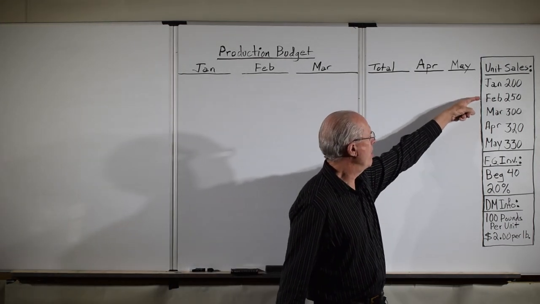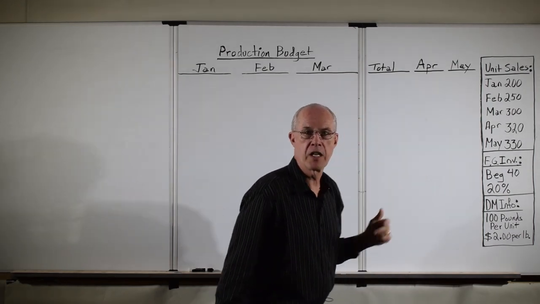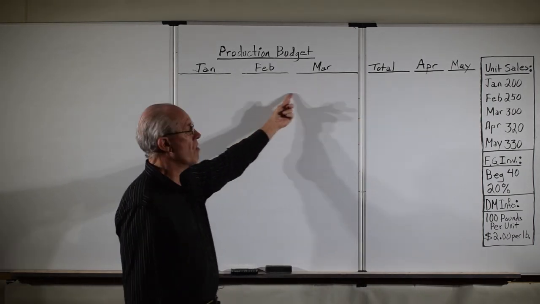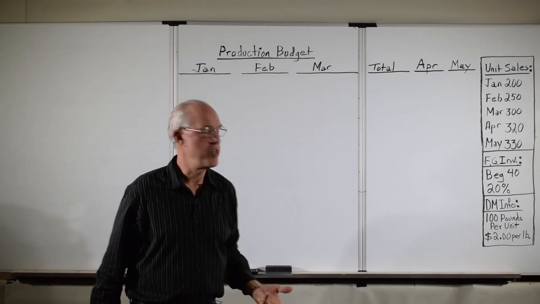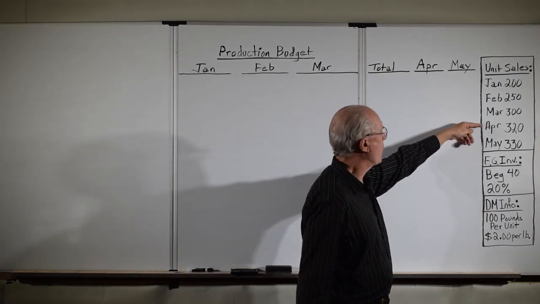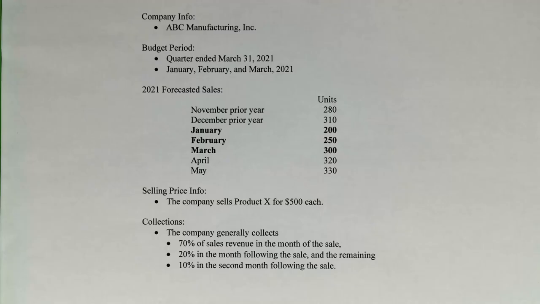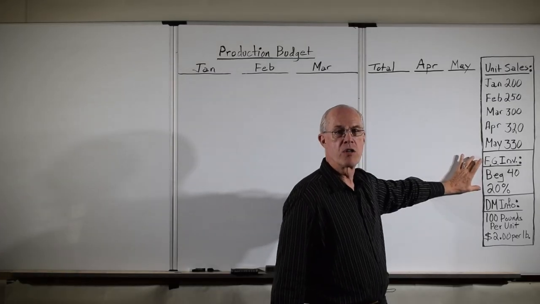We're going to need January, February, and March's sales, of course, because we're doing the first quarter of 2021's budget. So we'll need this information. Surprisingly, we're also going to need April and May's information to do the production budget and the direct material budget. Some other information we're going to need is information about our finished goods inventory.